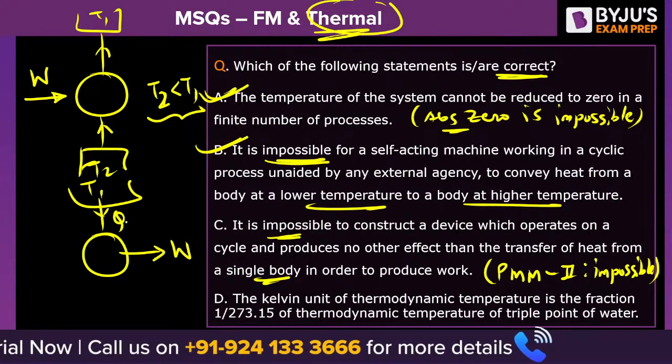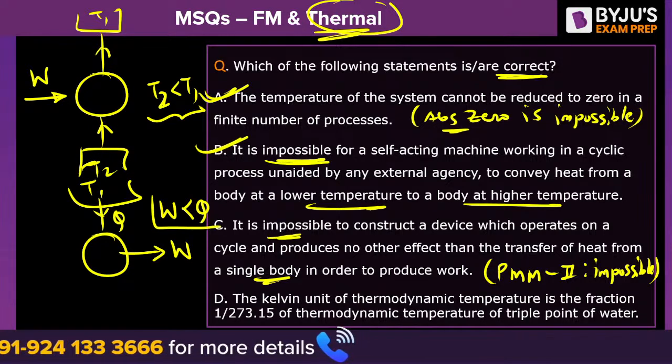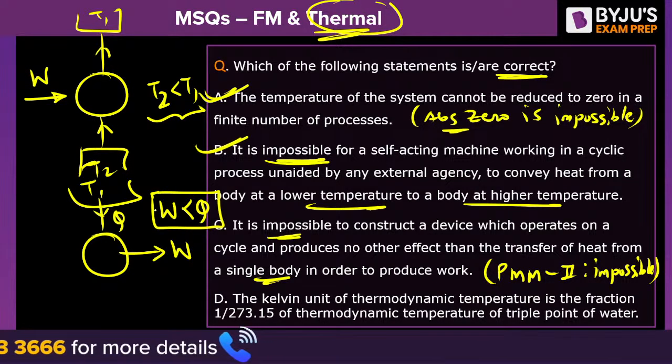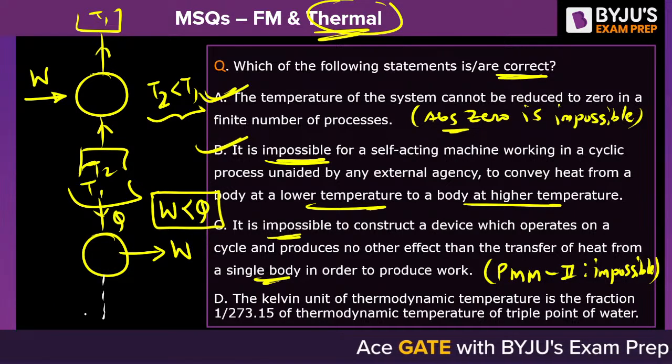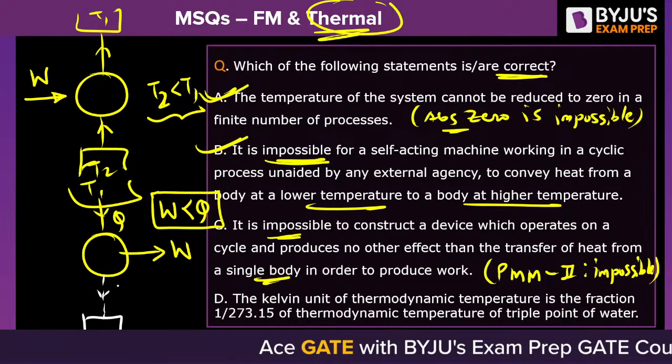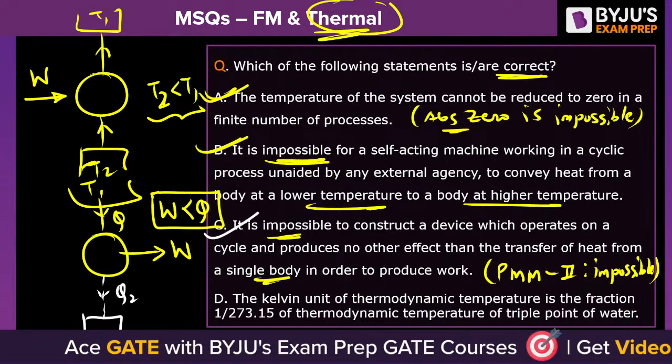Work cannot, this is, let us say, Q. So W is always less than Q. The work produced cannot be equal to heat supplied, because heat is a low grade energy, work is a high grade energy. Complete conversion of low grade energy into high grade energy is impossible. What we require is another reservoir or another body where the extra heat will be thrown out. So C is also correct.